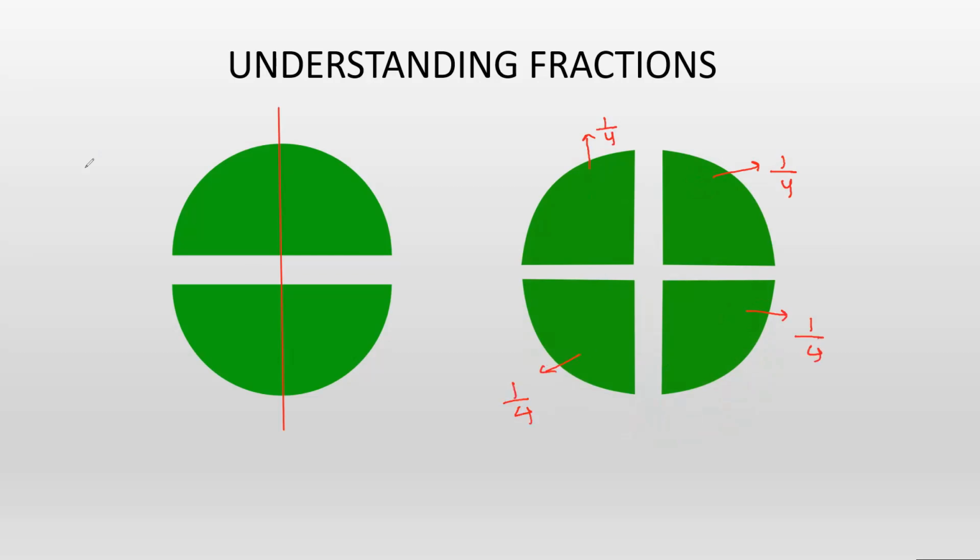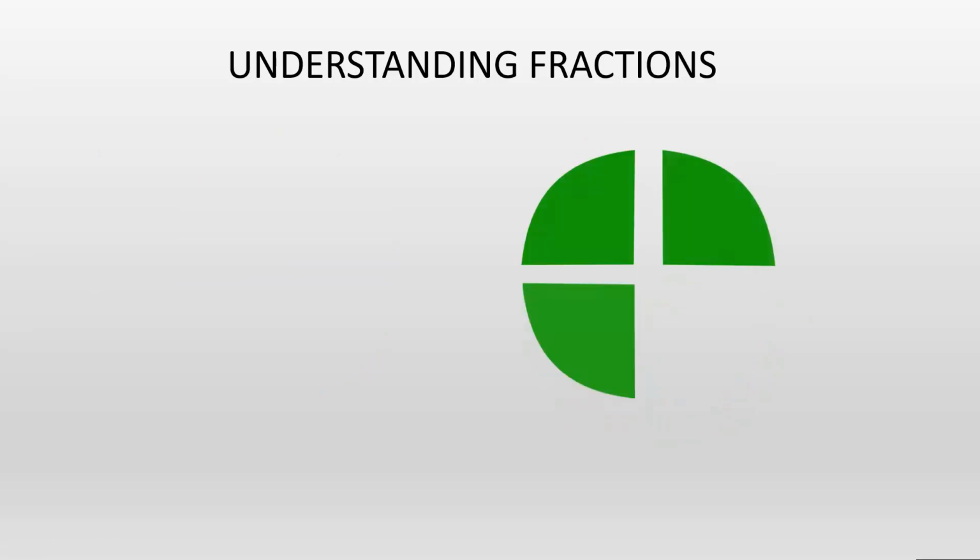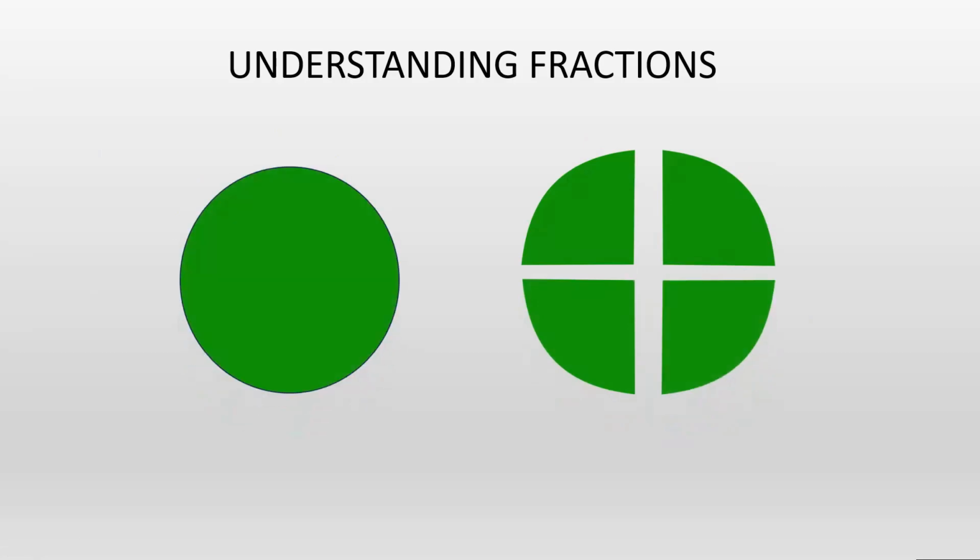So what happens when we combine them together, when we take these 1 by 4 parts? They together form one whole circle. So what do we get? That the numbers over here, when we take 1 by 4, these numbers are called fractions, as they are part of a whole. They together combine and form one whole.